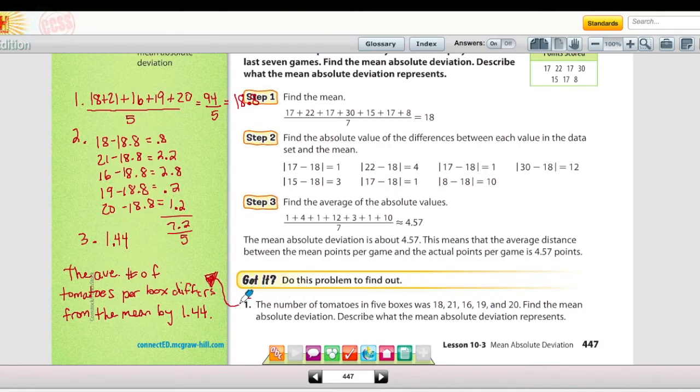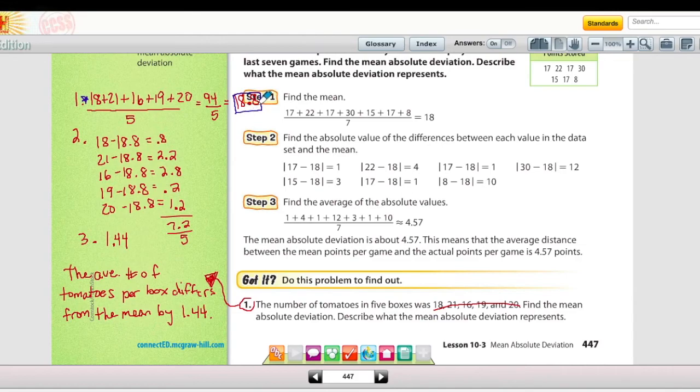So on number 1 here, you have the number of tomatoes in 5 boxes, and there are the 5 numbers right here. Notice step number 1 is that I took 18 plus 21 plus 16 plus 19 plus 20 and divided it by 5. 94 divided by 5 is 18.8. That's the first step when you're calculating mean absolute deviation.